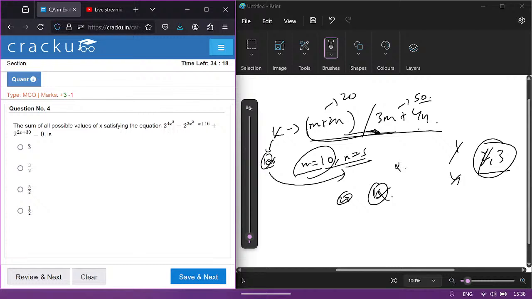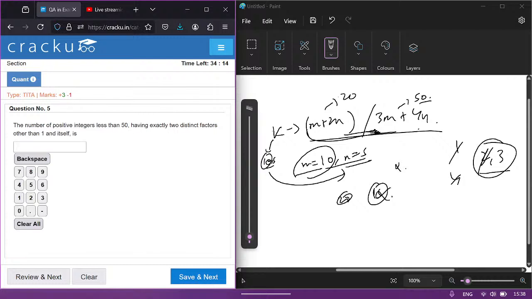Sum of all positive... Oh no, I am not doing this. Number of positive integers less than 1.